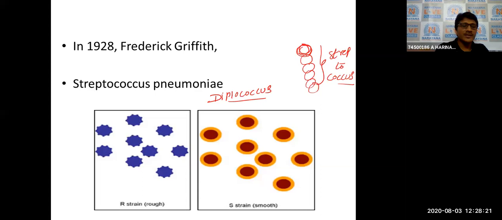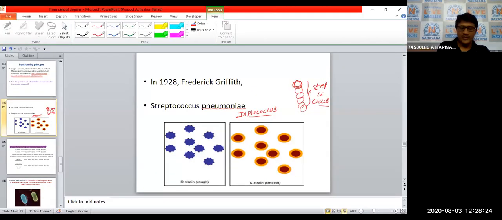So what are the two strains here? Which one is virulent and which one is non-virulent? The R strain is avirulent, or non-virulent, meaning it does not cause any pneumonia infection. That is why it is also non-pathogenic. The S strain causes pneumonia, which is why it is called virulent.